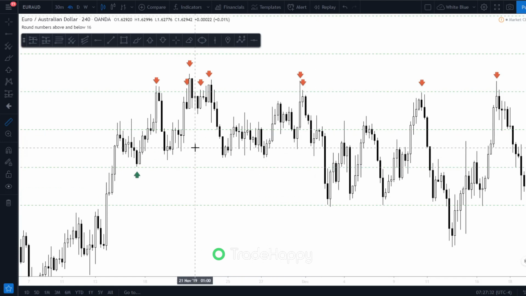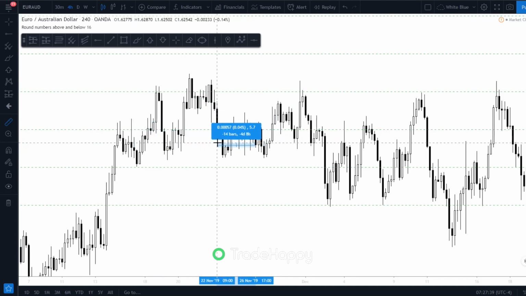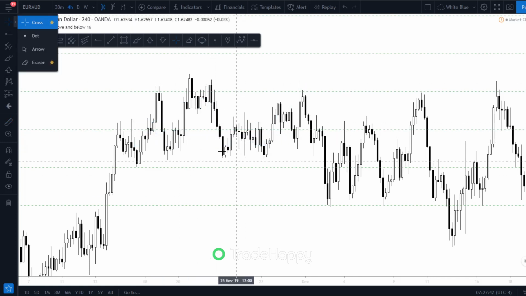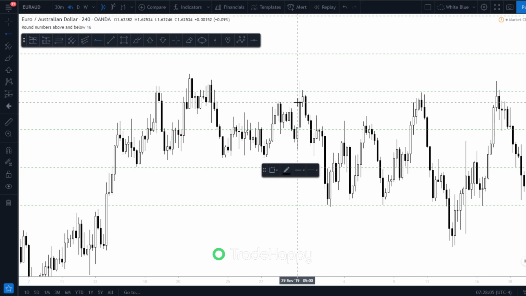So how can you put this into your trading? If we just get rid of all those, just add round numbers to your trading with your current strategy. If you're building a strategy or if you have one already that's not quite as profitable as you want it to be, add round numbers and just see what happens. So let's say you got a signal here for a sell.